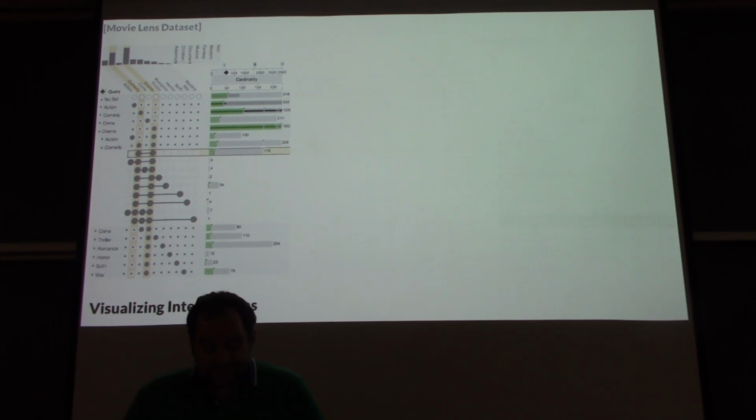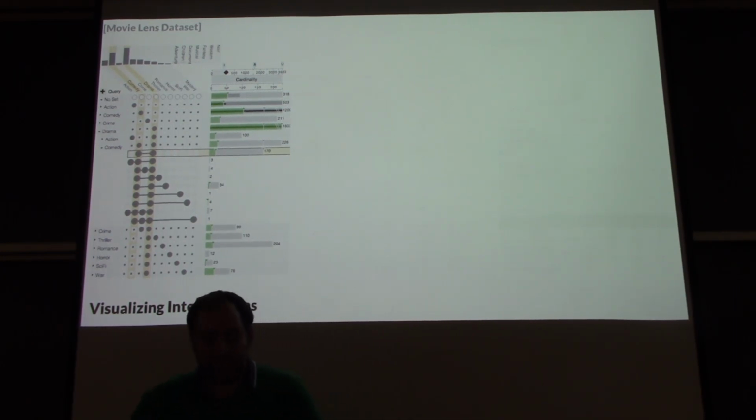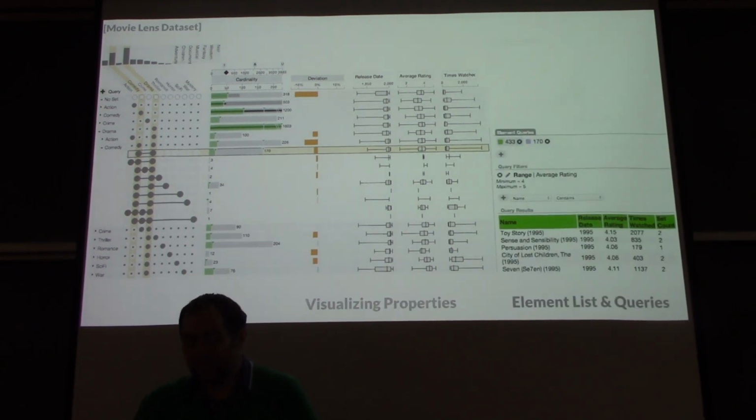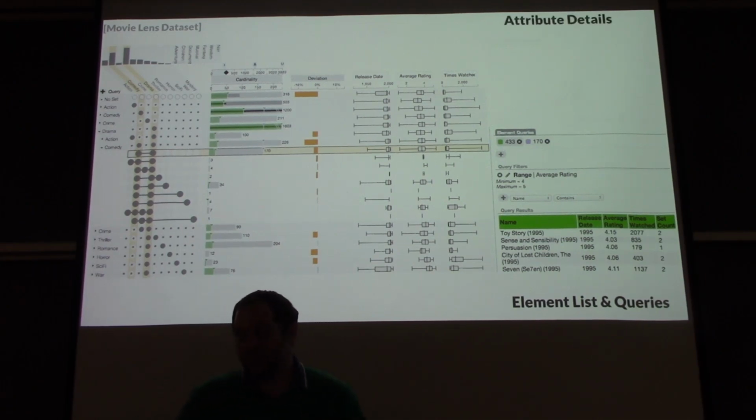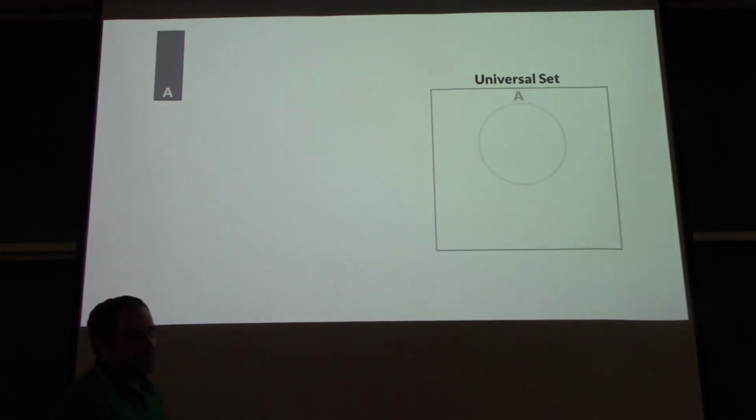And so this is a visualization technique that we built. We call it UpSet. I'll walk you through this in a little more detail, but it has three components: the visualization of the sets, visualization of properties, and then visualization of the elements, in particular element lists and queries, and then attribute details. So how does it basically work?